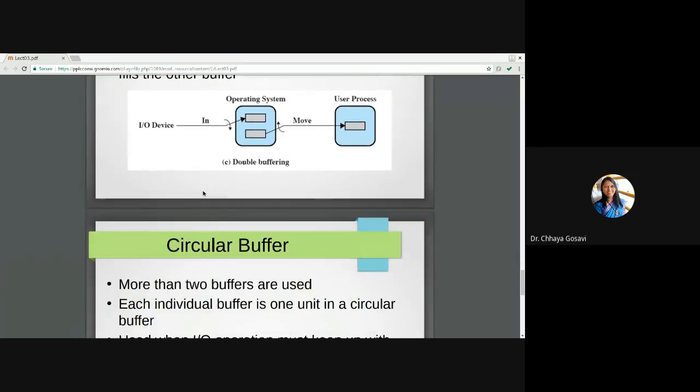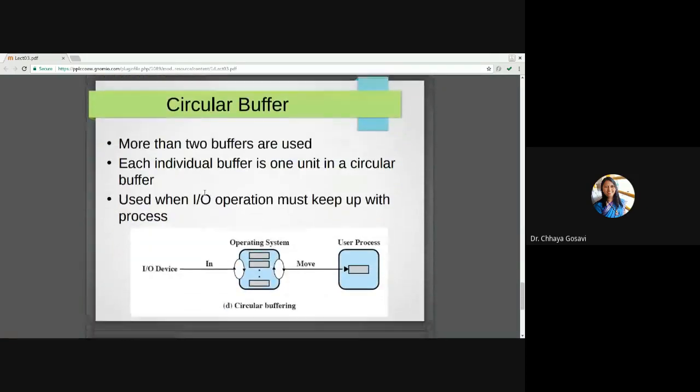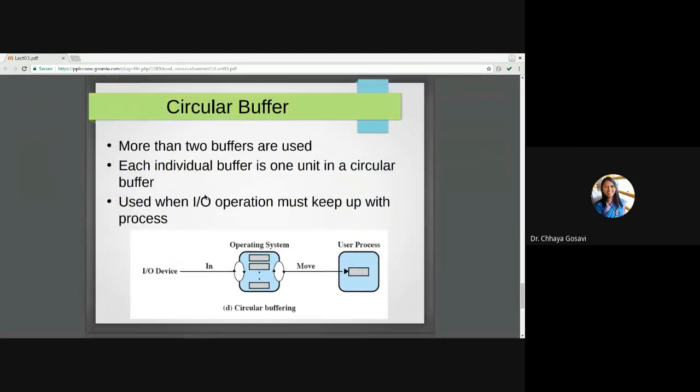Another type of buffer is circular buffer. So we can have more than one buffer like this. In a circular manner, one buffer gets emptied and another buffer gets filled. So each individual buffer is one unit of circular buffer, used when IO operation must keep up with the process.